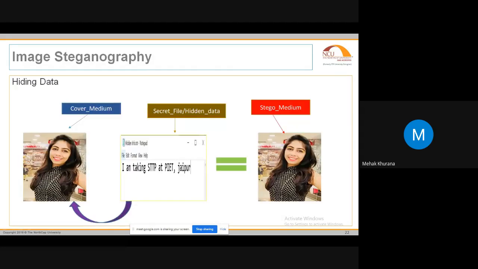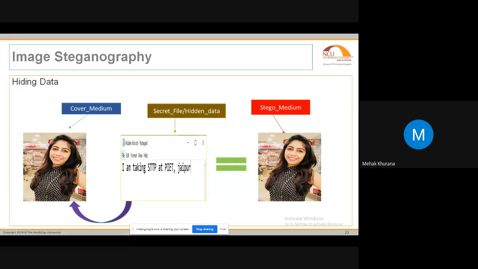Next, sir. Here I've used my own image for hiding the data. This is the cover image on the left side, my own image that I've used. This is the image where I'm going to hide the data. You can see there are a number of things in the image, I'll come to that. So I'm using a cover medium which is my image, and there is a secret message, the hidden data, that I want to hide inside this image. I am taking HTTP at PI Jaipur.